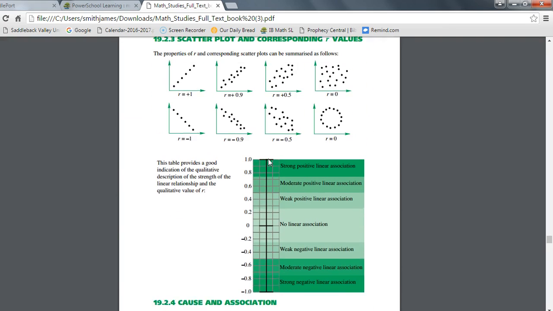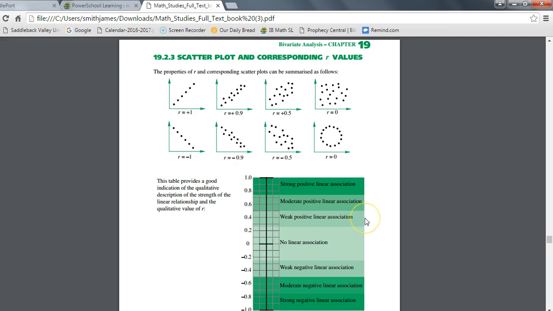So right here, this is all the main information that you're going to need to know. This is how we interpret the R value. This is what it means. And this is always what you need to know, because the follow-up question after you calculate the R value is always going to ask, so what does that mean? And so we have to interpret the R value. So here's what it means.